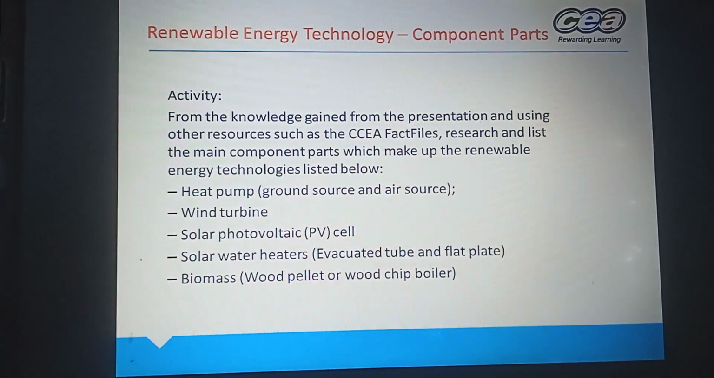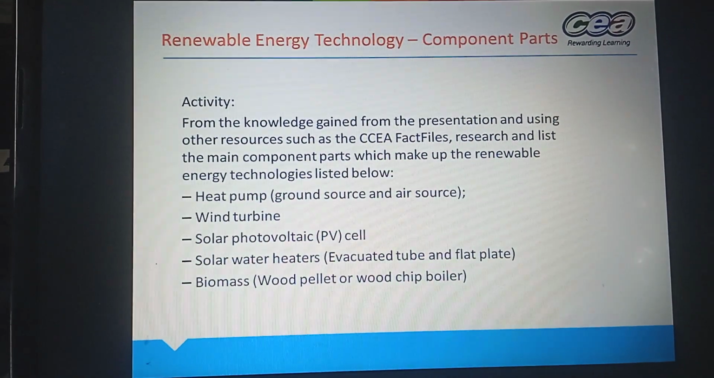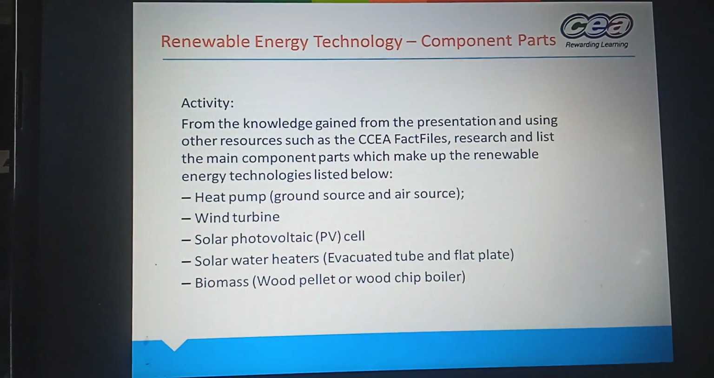Renewable energy technologies component parts listed below: heat pumps, wind turbine, solar photovoltaic cell, solar water heaters and biomass.